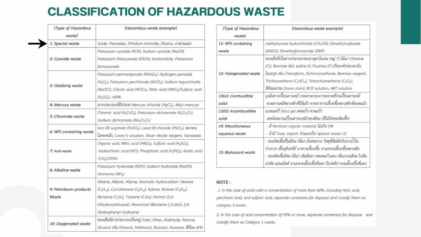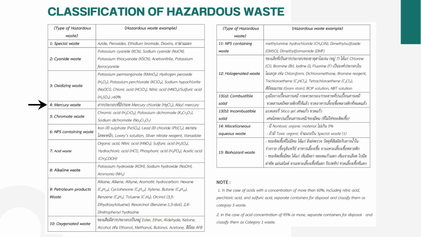Special waste includes highly reactive or unstable materials like azides, peroxides, and ethidium bromide that can easily explode or decompose violently. Cyanide waste contains toxic compounds such as sodium or potassium cyanide, which can release deadly gases upon contact with acids. Oxidizing waste, including substances like potassium permanganate, hydrogen peroxide, and concentrated nitric or sulfuric acid, can trigger combustion when mixed with organic or flammable materials.